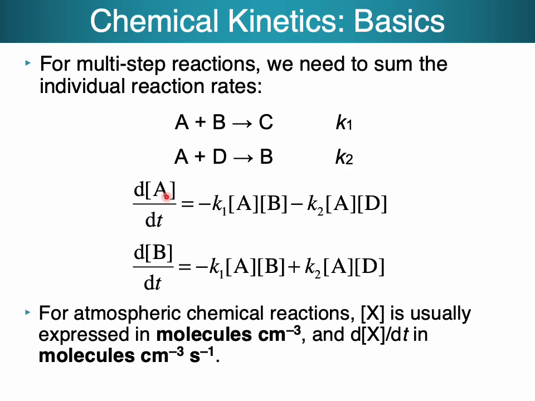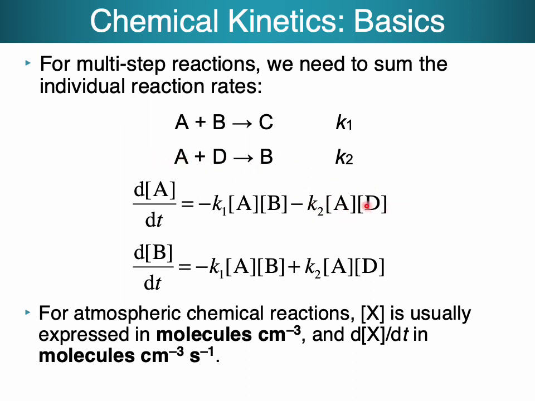Then the rate of change of A is not only dependent on the first reaction, but is also dependent on the second reaction. So the rate of change of A should be negative K1 times concentration of A times concentration of B, because you're considering this reaction here. There has to be a minus sign because it is a reactant. Its concentration should be decreasing over time. But at the same time, this reaction is also going on, so you have to have another term, minus K2 times the concentration of A times the concentration of D, taking into account the disappearance of A due to this reaction here.